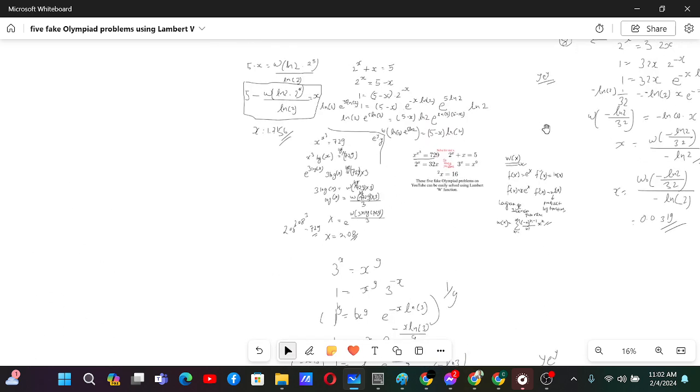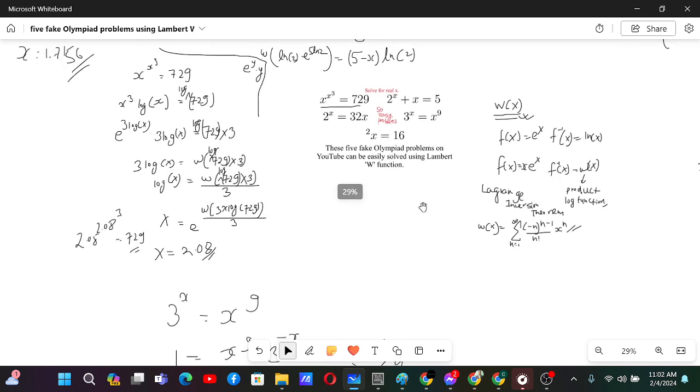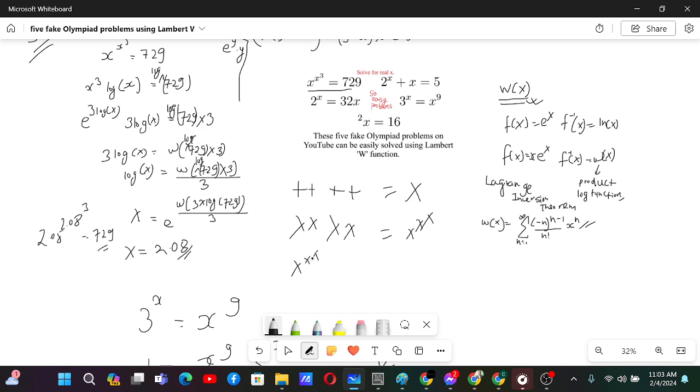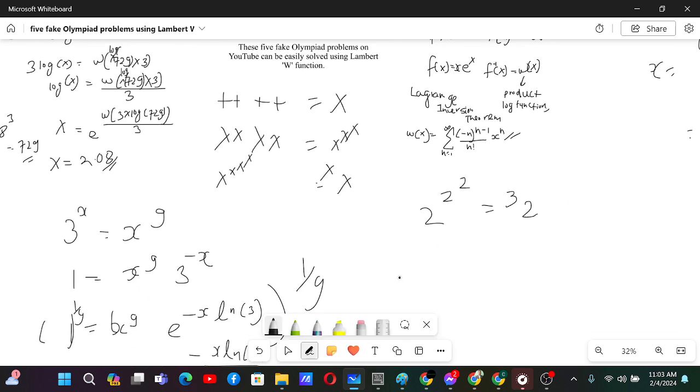The last problem is pretty exciting and interesting, and there is an iteration function. Basically, if you have a repeated addition, you get a multiplication. If you have a repeated multiplication, you get exponentiation. And if you have a repeated exponentiation, you get a tetration. So if you have 2 to the power 2 to the power 2, this can be written as 2 tetrated 3. Similarly, if you have 3 to the power 3 to the power 3 to the power 3 to the power 3, this is 3 tetrated 5.